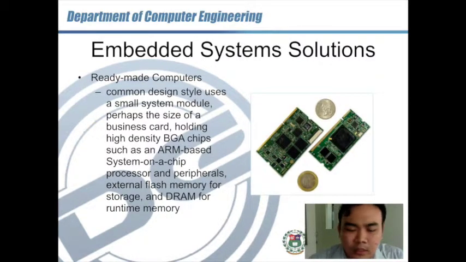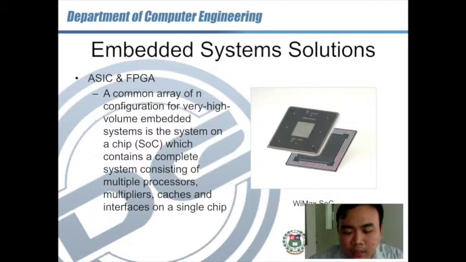So, embedded system solutions include ready-made systems. We have some ARM-based SoC, which is an example of an embedded computer, but it's not using a microcontroller. We can also use ASIC and FPGA to create a system on chip, so we can design our own CPU. You can design your own memory, RAM and ROM, and put it in an FPGA, and you will now have an embedded system or an embedded computer.